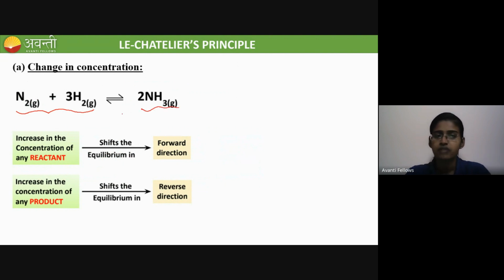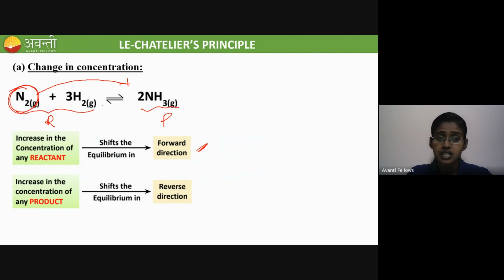Okay. So if I increase the concentration of the reactant, then the equilibrium will shift in the forward direction. For my example, if I take this as reactant and this as product, and I increase the concentration of this nitrogen, what happens? Automatically, it will shift towards the product side. So the equilibrium will shift towards the forward direction.